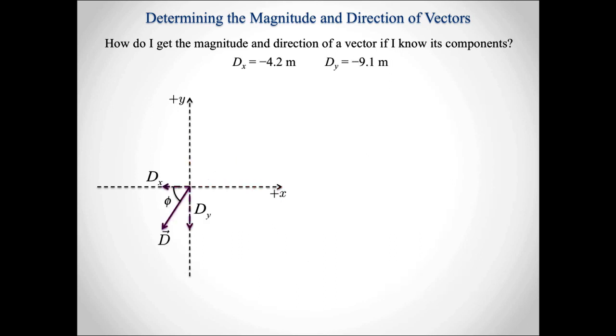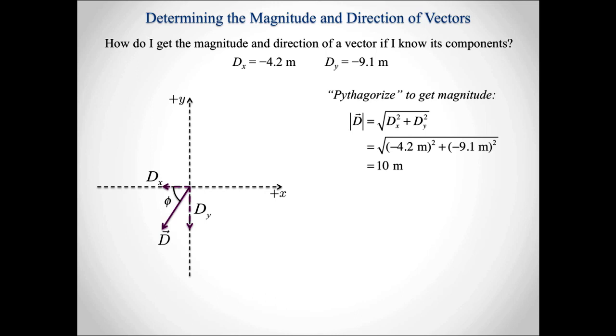Let's take a slightly more complicated example here. So again, vector D here has an x component that's negative 4.2 meters and a y component that's negative 9.1 meters. Okay, so I can draw that out. Obviously, the x component is going to point to the left. The y component is going to point down, given the axis I have here that says positive x points to the right and positive y points up. To get the magnitude of vector D, again, that's straightforward. I'm going to Pythagorize. So x component squared plus y component squared, take the square root: negative 4.2 meters squared plus negative 9.1 meters squared, take the square root of that, I get 10 meters.